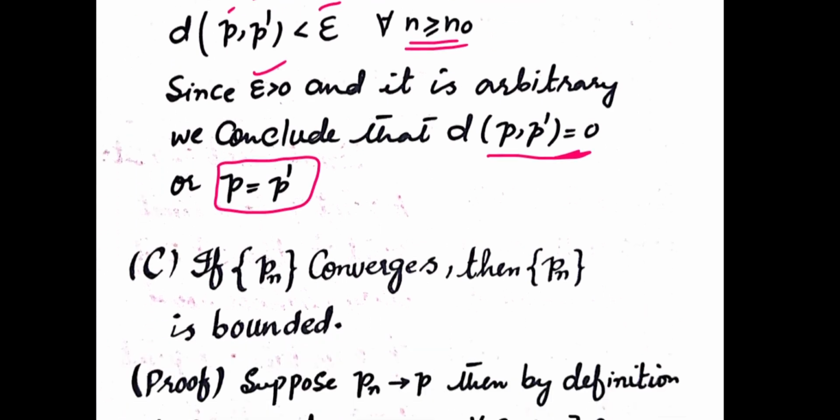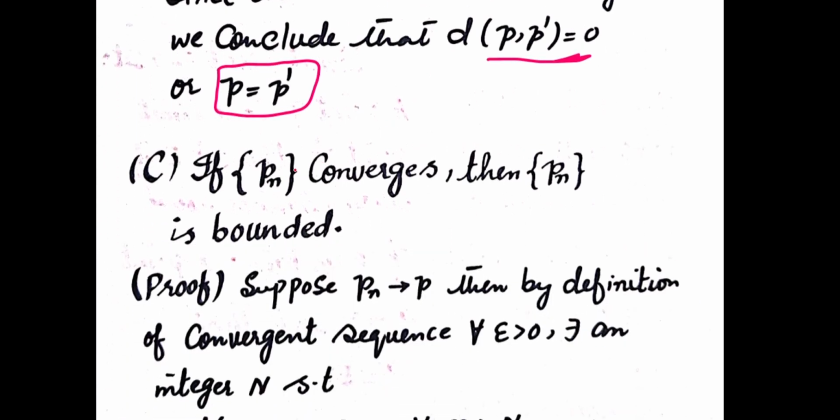Part C is also very interesting. It says that if your sequence Pn converges, then the sequence is always bounded. This is a very important part. Every convergent sequence is a bounded sequence.